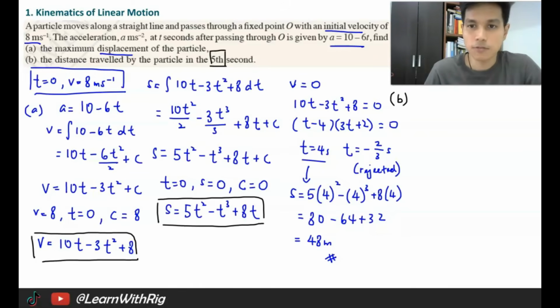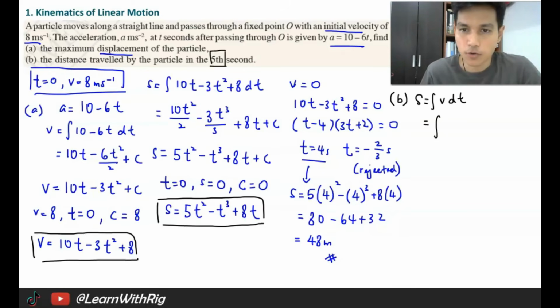Okay, so what's the distance formula? S equals integral of v dt, right? So v is going to be this function here, right? So you can straight away substitute. You want to draw the graph, so can, but in this case I'm not going to draw. And then you want to know your range. Your range is between 4 seconds to 5 seconds. Okay, so v is your velocity, 10t minus 3t squared plus 8, dt.